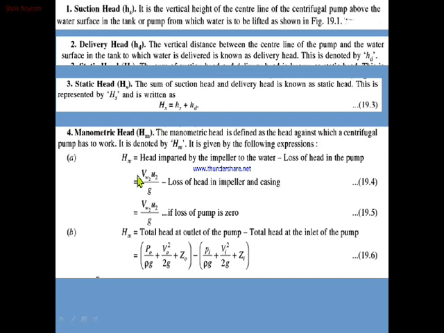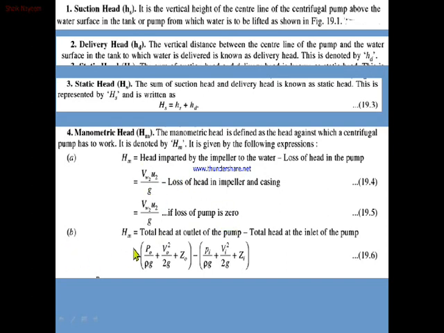So this will be written in 3 types. First, we can see Hm equals head imparted by the impeller to the water minus losses of head in the pump. So this will be written as Vw2 u2 by g minus loss of head in the impeller and casing. If losses are 0, we can write simply this term.